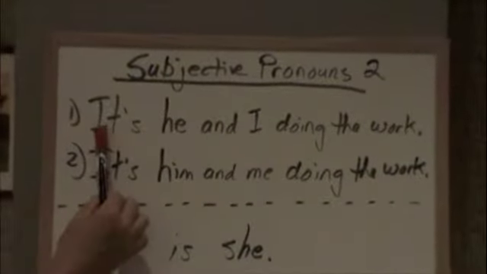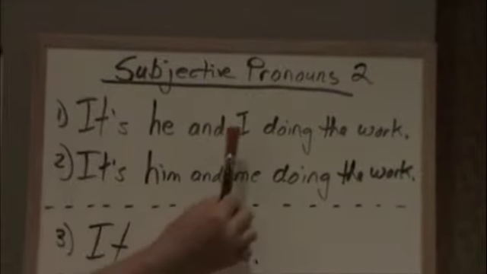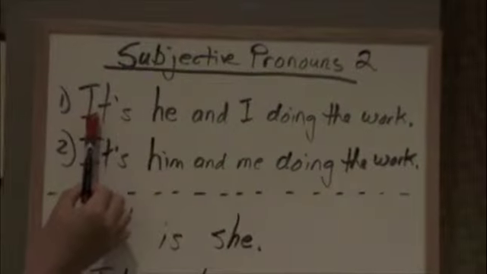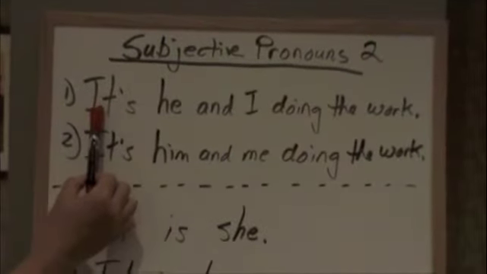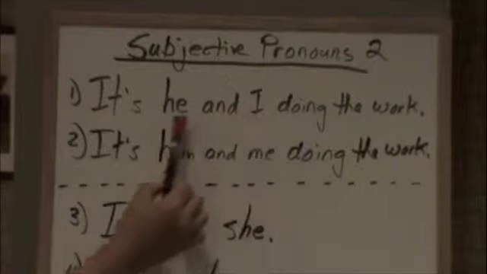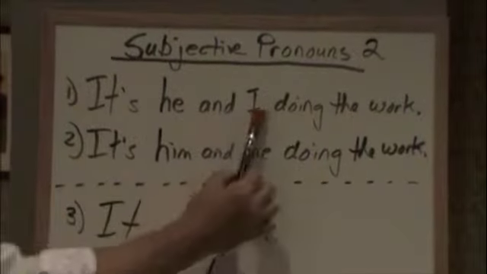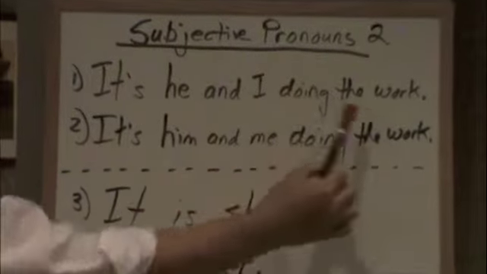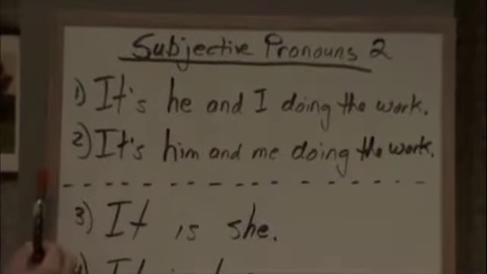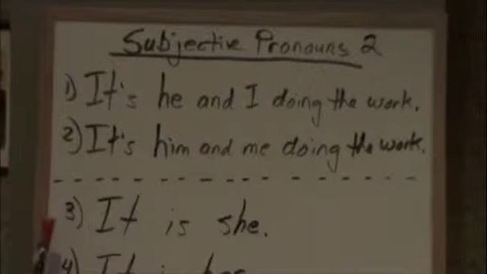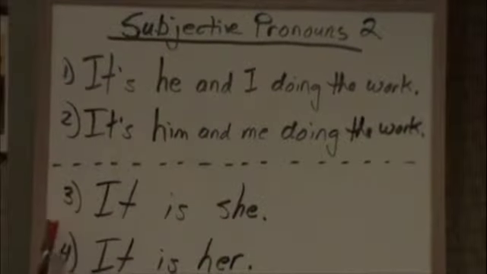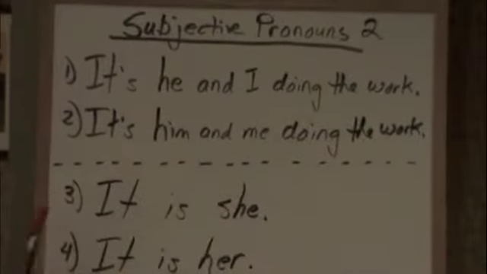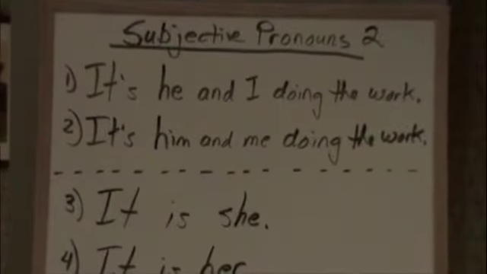So we have it as the subject, but he is the very same subject, and I is also the very same subject. So if this is the subject, these also, being part of it, must be all subjective. He is doing the work, I am doing the work, it is doing the work. If we look back at this one, we would not say him doing the work, we would not say me doing the work. So this one, number one, has got to be correct.